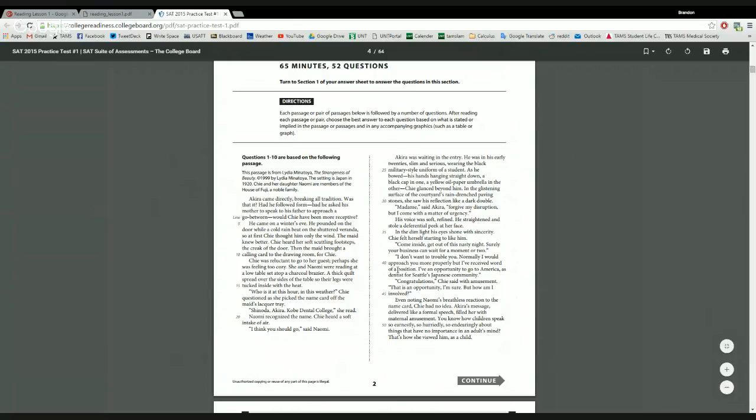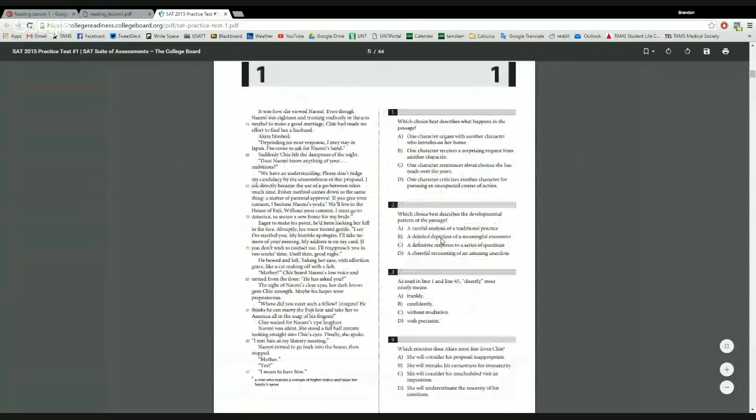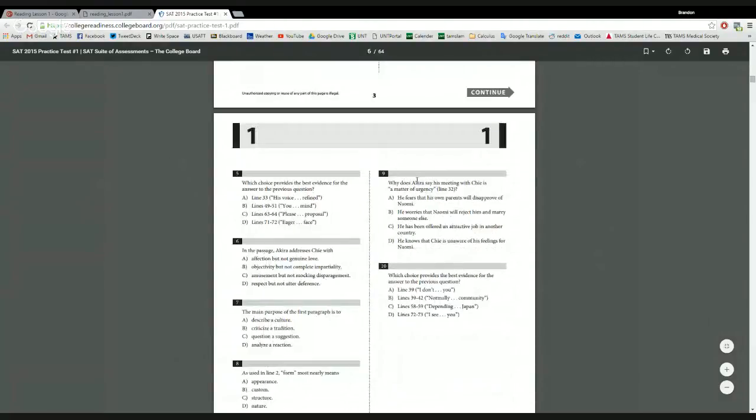"So normally I would approach you more properly, but I've received word of a position. I have an opportunity to go to America as a dentist for Seattle's Japanese community." So this is actually what he's referring to up here as the matter of urgency. When he talks, you can just skim it, and you can see that this is what we're looking for because he doesn't want trouble with the matter of urgency.